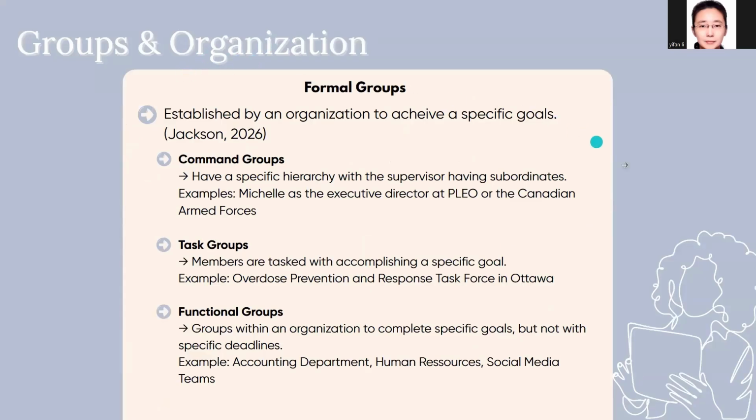So for groups in organizations, there are formal groups and informal groups. Formal groups are established by an organization to achieve specific goals. These could be command groups, which have a specific hierarchy with the supervisor having subordinates. Task groups, where members are tasked with accomplishing a very specific goal. Functional groups are groups within an organization that have to complete specific goals, but not with specific deadlines.